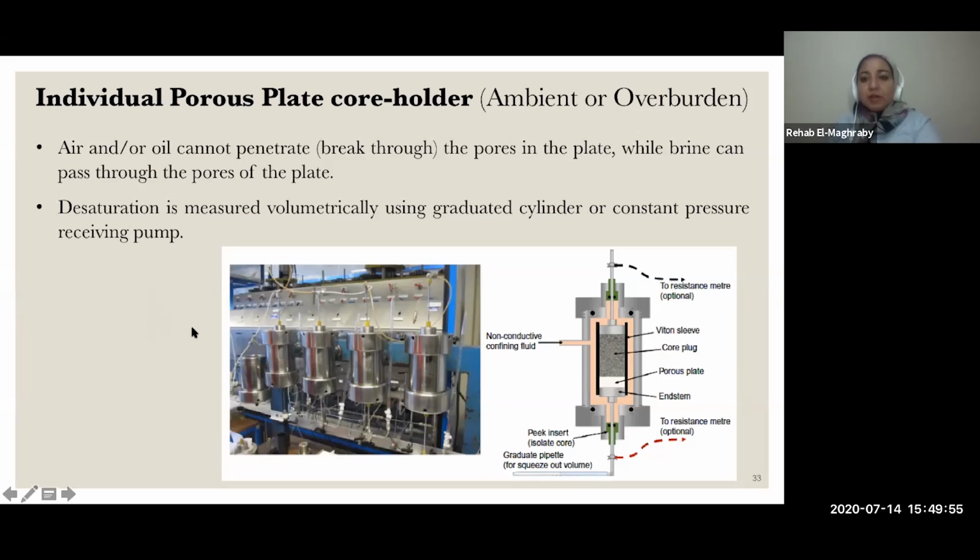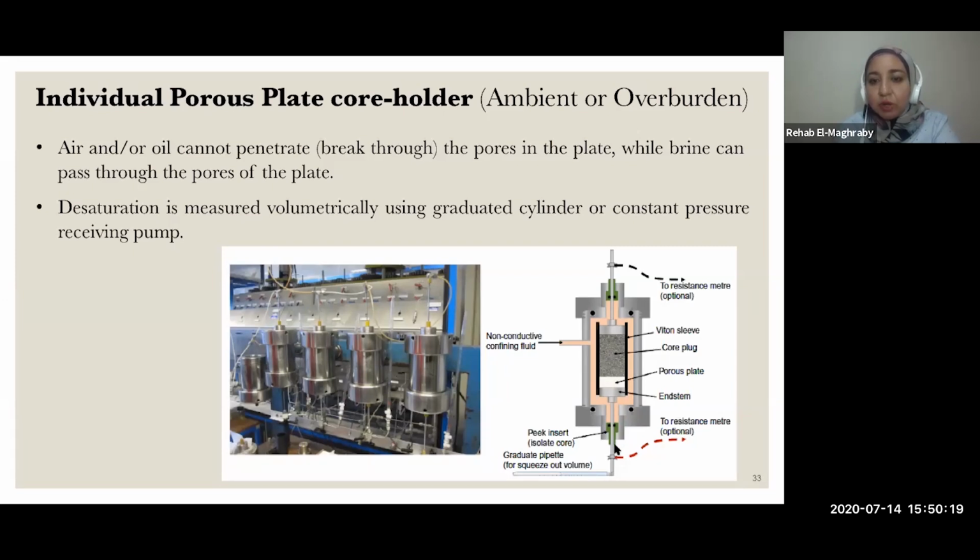So what happens here? You will inject your oil. For example, if it's a primary drainage, you inject your oil, and you are only getting brine out of this place. No oil can go through this porous plate. So only brine is getting out, and you can measure it using a graduated cylinder or a constant pressure receiving pump, depending on the technique that you are using.